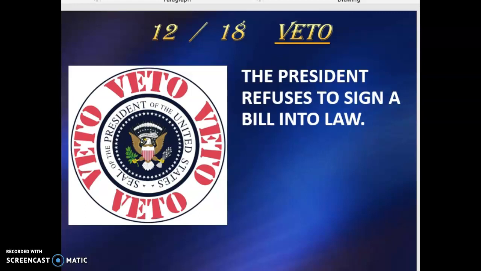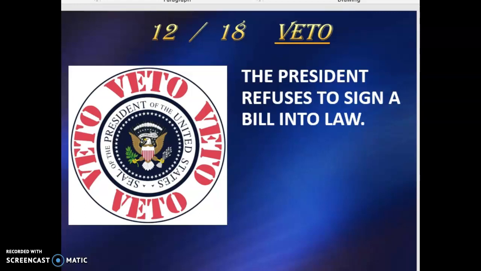Veto. The President refuses to sign a bill into law. Congress, the House of Representatives and the Senate, they come up with an idea, a law. It passes through their committees. They then take it up the hill to the White House and put it on the President's desk. He reads it. If he likes it, he signs it with his ink pen, and it becomes law. But if he doesn't like it, he can veto the bill. He will write down why he is not going to approve this bill and give it back to Congress.